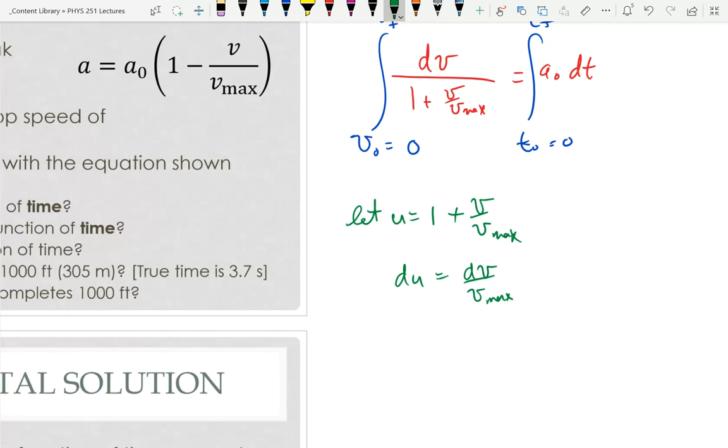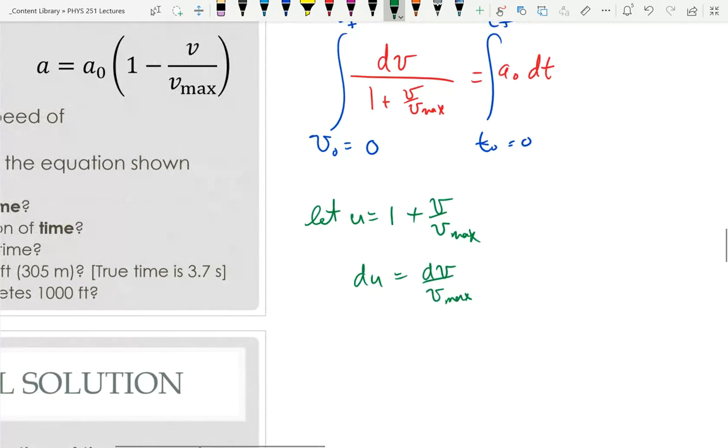And so with that substitution, the left side becomes the integral from u initial equal to 1 to u final equal to 1 plus v final over v max of du over u. And then we have exactly what Randy said. That's natural log of u.